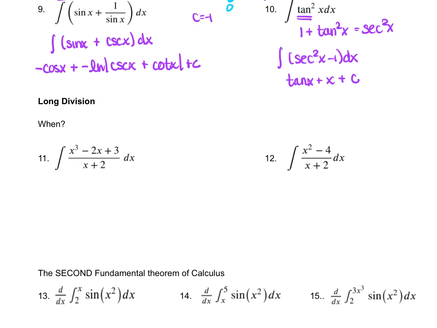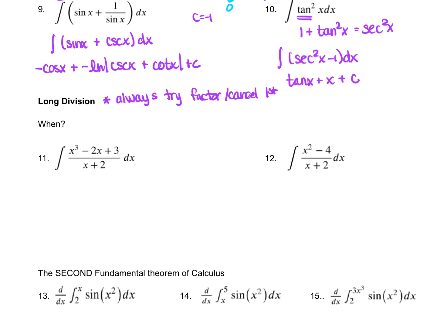So the next one talks about long division and when to use it. Before we do long division, always try to factor and cancel first. Okay, so right here, we definitely cannot factor and cancel. The only thing that multiplies to a positive 3 is positive 1 and 3, or negative 1 and negative 3, and neither one is going to give you the negative 2, so it does not factor.